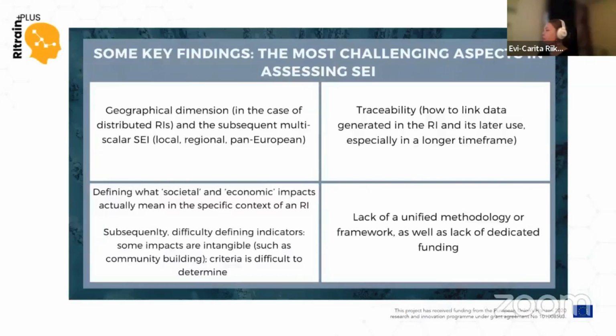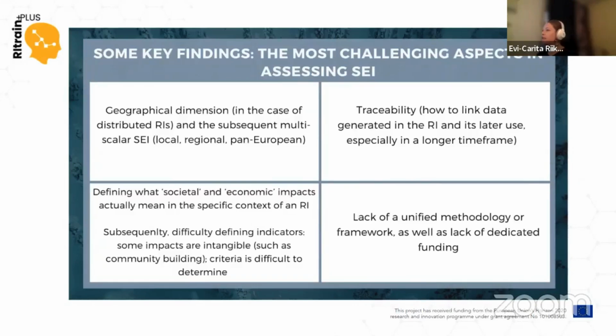Then they mentioned quite a few times traceability or trackability. So how is it possible to link the data that the RI generates to the later use, especially when there is a longer time frame between the data generation and its use by somebody else.